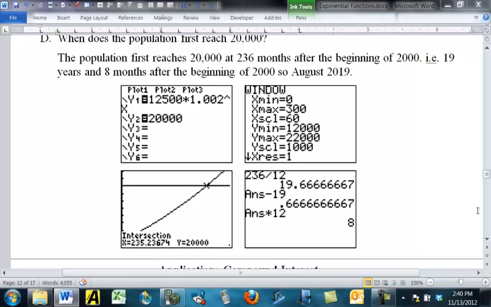So the 8th month is August. So that would be August 2019, or actually about the end of August, or the beginning, well, let's say the end of August.